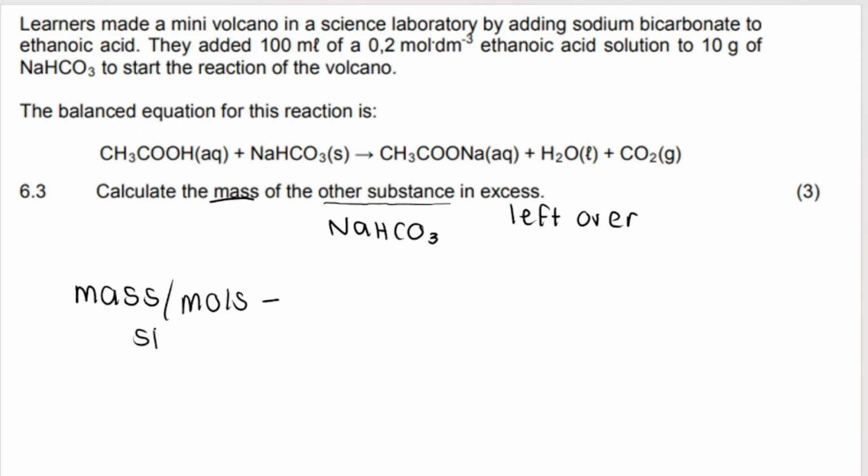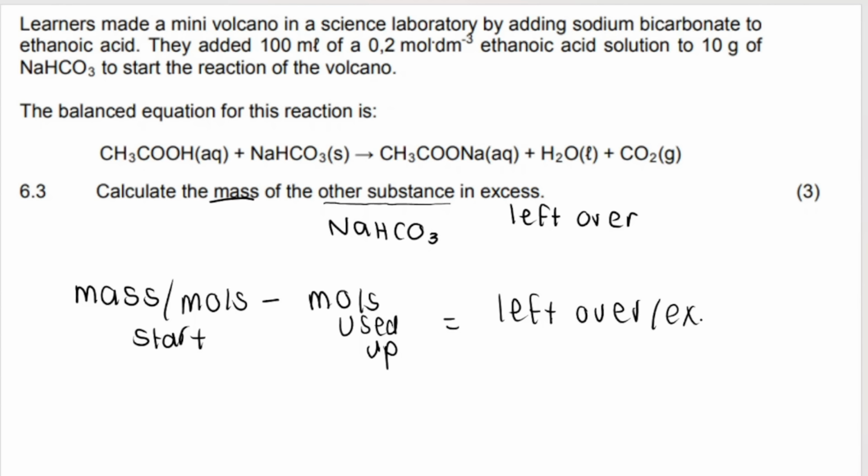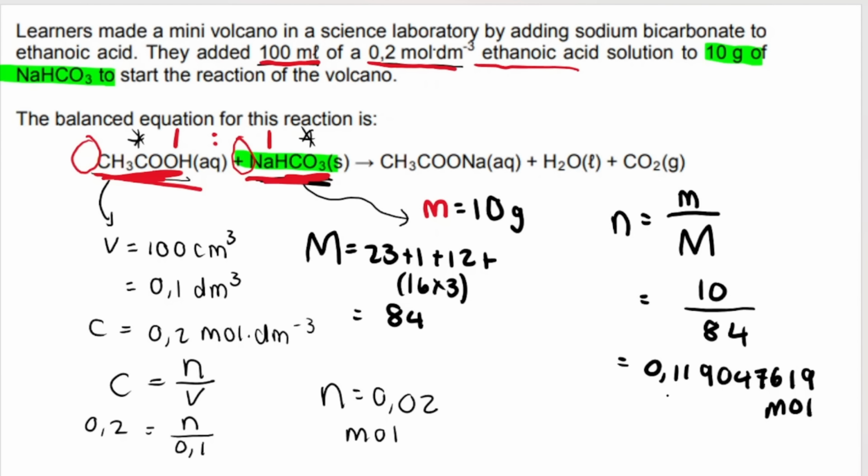So the moles at the start, let's work with moles, minus the moles that were used up. And that will get me the leftover or the excess. So I know the moles of sodium bicarbonate that I had at the start. Remember, we worked it out. We used the 10 grams. We said n is equal to mass over molar mass. We said it was 10 divided by 84, that we got 0.119047619 moles. This is the moles of my excess at the start.